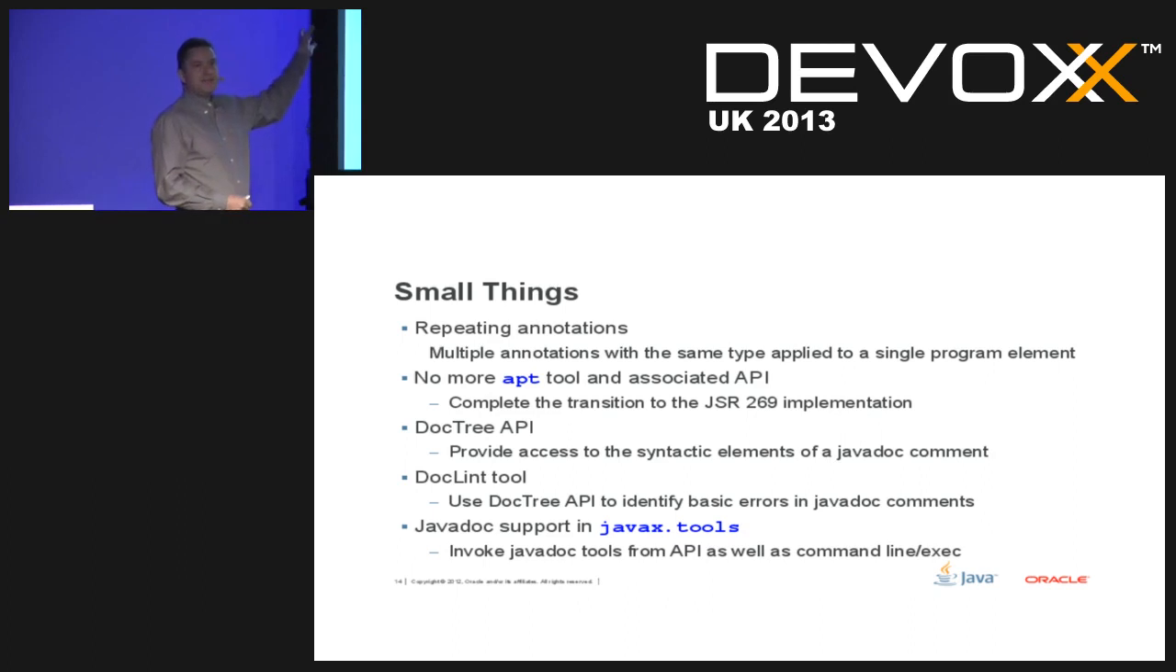The APT tool, that was introduced back in Java SE 5 to do annotation processing, is actually going to be removed because we're switching to the full JSR 269 implementation. JSR 269 is the pluggable annotation processing API, which is really tidying up a lot of the things around that.